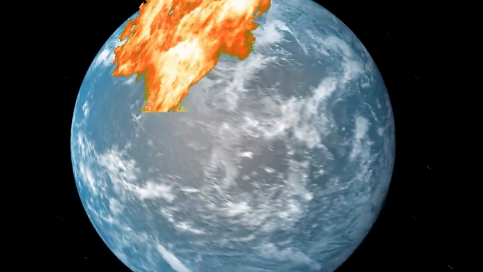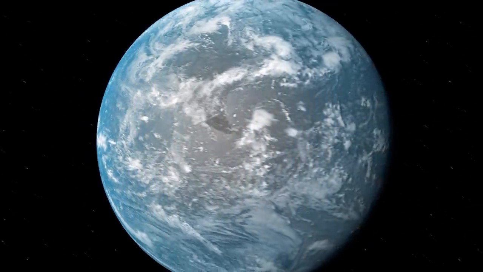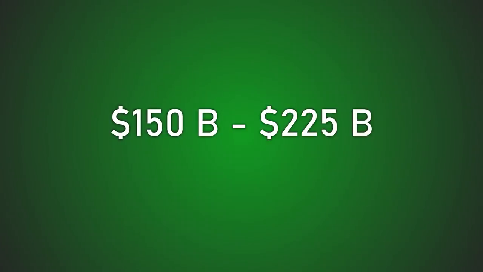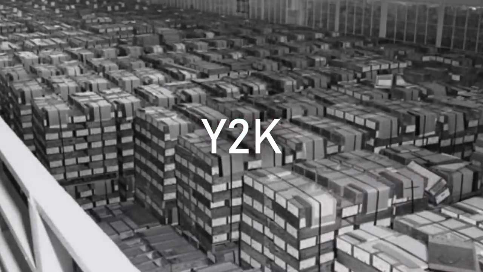Now, luckily, nothing major really happened on New Year's Eve of 1999, mostly because a lot of resources had been invested to prevent Y2K from becoming a problem. Actually, somewhere between 150 to 225 billion US dollars were allegedly spent on averting Y2K in the US alone, and though many remember it as the disaster that never happened, we shouldn't forget the amount of work that was done on checking out the tons of 20-year-old computer systems.